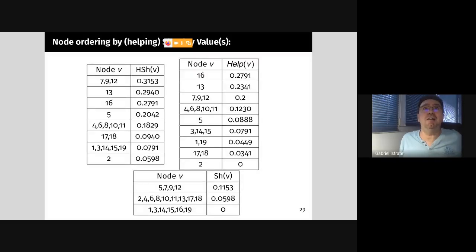So here I have the tables, and I'm going to discuss them immediately. For the helping Shapley value, for the helping centrality, and for the ordinary Shapley value. And your intuition about 5 was right in a certain sense, but not quite for the helping nature of it, but for the actual connection.